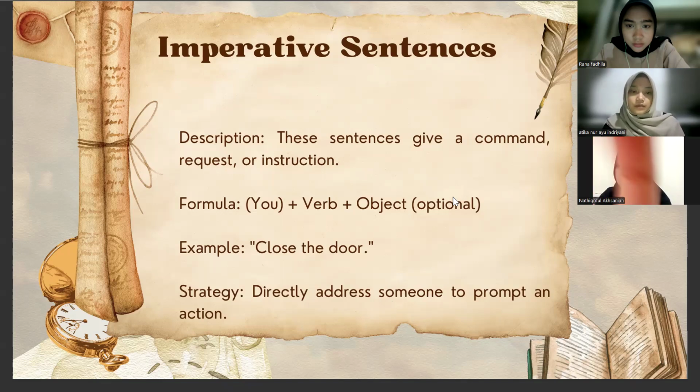The verb comes first, followed by the object, if there is one. Example, close the door. Here, you is the implied subject, and close the door is the command. Imperative sentences often end with a period, but can also end with an exclamation point for emphasis. While the subject you is implied, it can be explicitly said for emphasis: you close the door. Okay, by understanding imperative sentences, you can effectively communicate commands, requests, and instructions. Next.